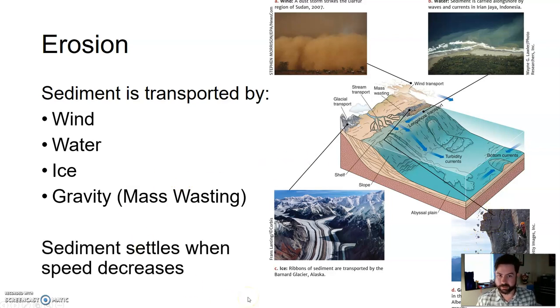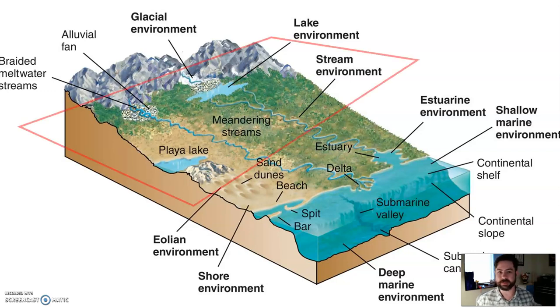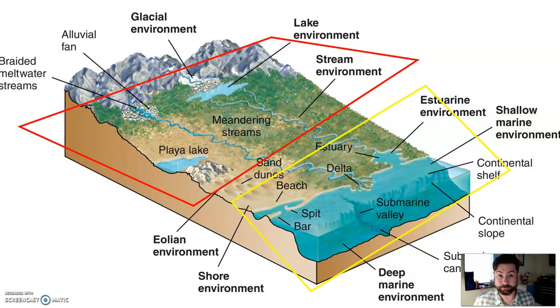So sediment stops, it settles when its speed decreases. So when the wind slows down, when the water movement slows down, when the ice slows down or stops, when it falls after it tumbles, when it slows down to a stop, it settles when its speed decreases. Now, where it settles can be broken down into two bigger environments, whether on land or on or near the ocean. So we'll treat both of those separately.